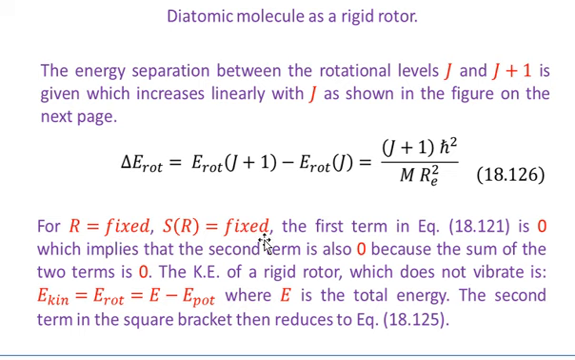So when R is fixed, S of R is fixed, the first term in equation number 121 is 0, which implies that the second term is also 0, because the sum of the two terms is 0.